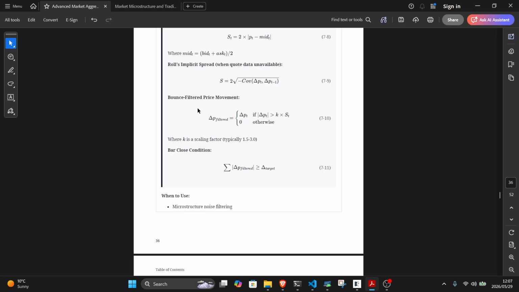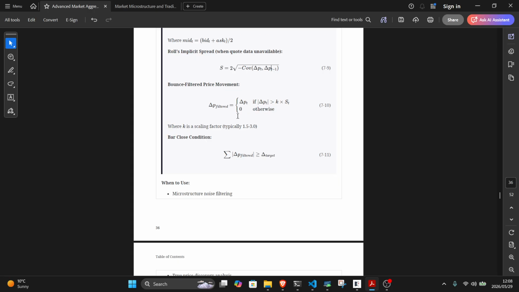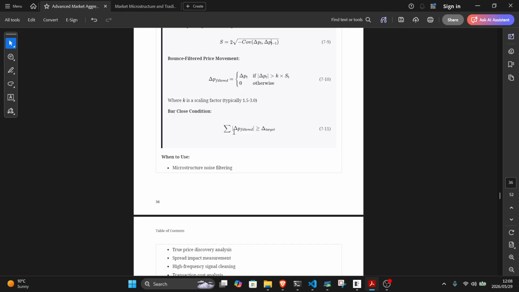Bounds filtered price movement: delta P sub filtered equals delta P sub t if the absolute value of delta P sub t is greater than K times S sub t, and 0 otherwise, if the conditions are not met. Where K is a scaling factor, typically between 1.5 and 3, the bound condition is the sum of the absolute value of delta P sub filtered is greater than or equal to delta sub target.